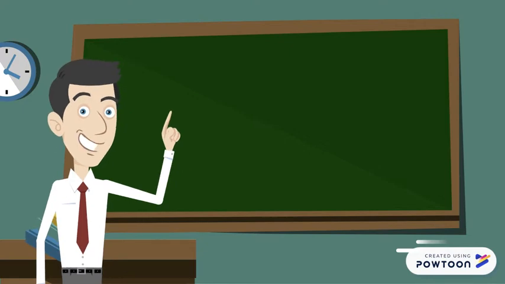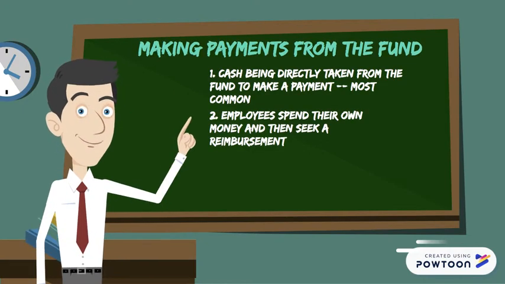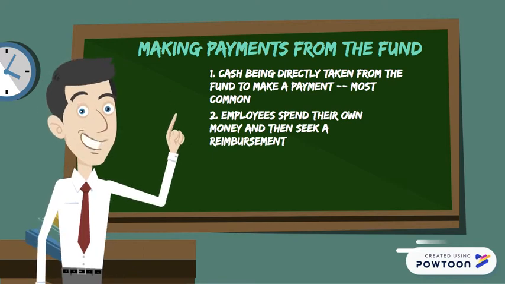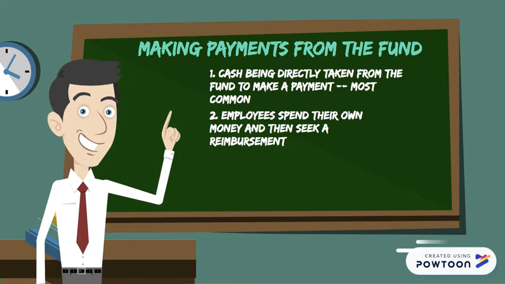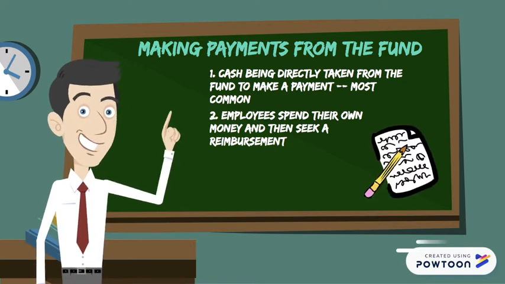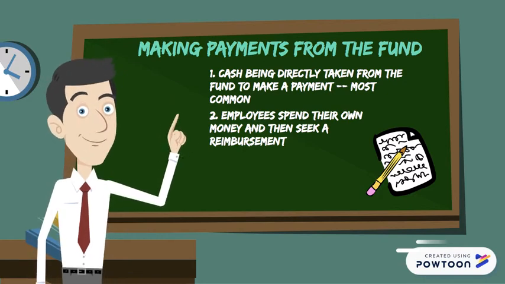After the fund is established, step 2 involves making payments from the fund. This is done in two ways: cash being directly taken from the fund to make payment, or employees spending their own money and then seeking reimbursement. The custodian should collect all receipts to keep track of how much cash is being taken from the fund. It is important to note that no journal entries are recorded.